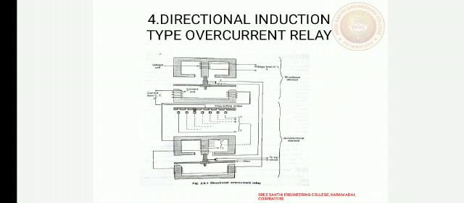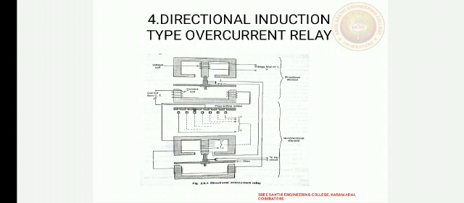The directional power relay is not suitable to use as a protective relay under short circuit conditions. This is because under short circuit conditions the voltage falls drastically and such a reduced voltage may not be sufficient to produce the driving torque required for the relay operation. Hence in practice directional induction type overcurrent relay is used. The two elements are directional element and non-directional element.